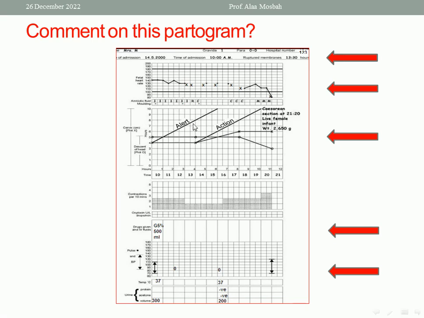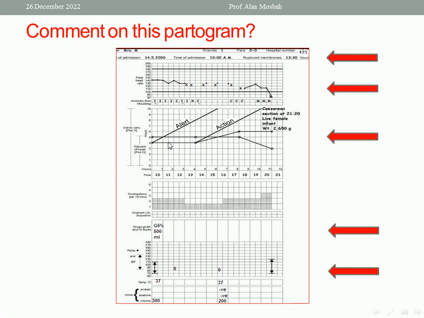Okay? So alert line crossing is alarming for you. Either you evaluate the case again. If the membrane is intact, you can induce rupture of membrane. If there is weak contraction, you can start oxytocin infusion to induce strong uterine contractions, 3 to 4 per 10 minutes. Okay. So you should be alarmed if crossing the alert line. But if crossing the action line, you should take a decision immediately.